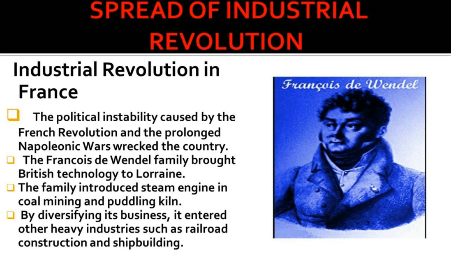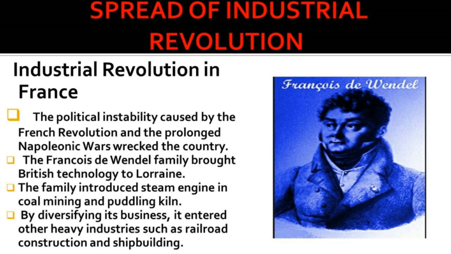Industrial Revolution in France. France did not possess as much natural resources as England. The political instability caused by the French Revolution and the prolonged Napoleonic War wrecked the country. Many of those French businessmen who had sought refuge in Britain during the Revolution, on their return to France after the Napoleonic War, used British technology. This helped to accomplish the industrial revolution in their country.